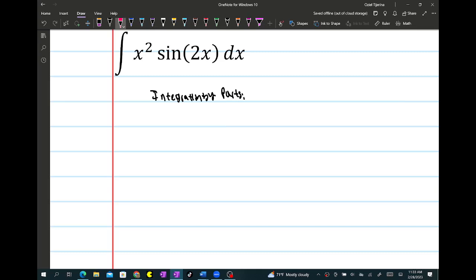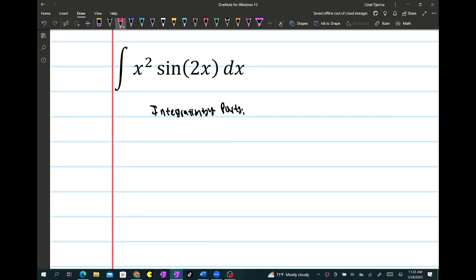We're also going to use u-substitution, so I'm just going to put that out there. We're going to use u-substitution and integration by parts to do this problem. Integration by parts says that the integral of u dv, where we let this be u and let there be v, is u times v minus the integral of v du.